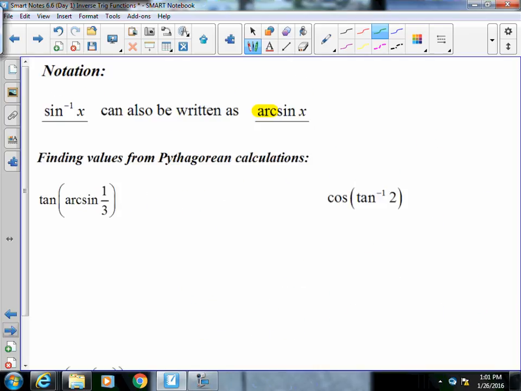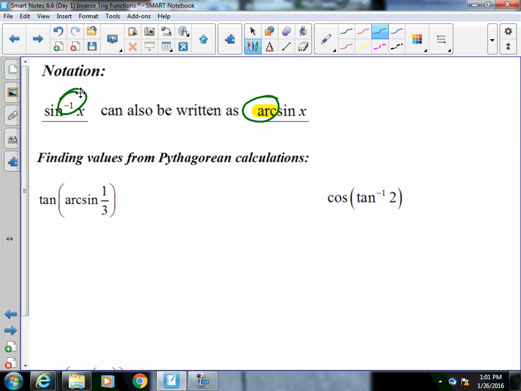So, let's try one. You've seen some new notation, this -1 and arc mean the same thing. So if you see sine to the -1 of x or arcsine, those are the same. I'm not sure why they came up with arcsine, possibly because they couldn't type that little -1, but I'm not sure. So, finding values from Pythagorean calculations.